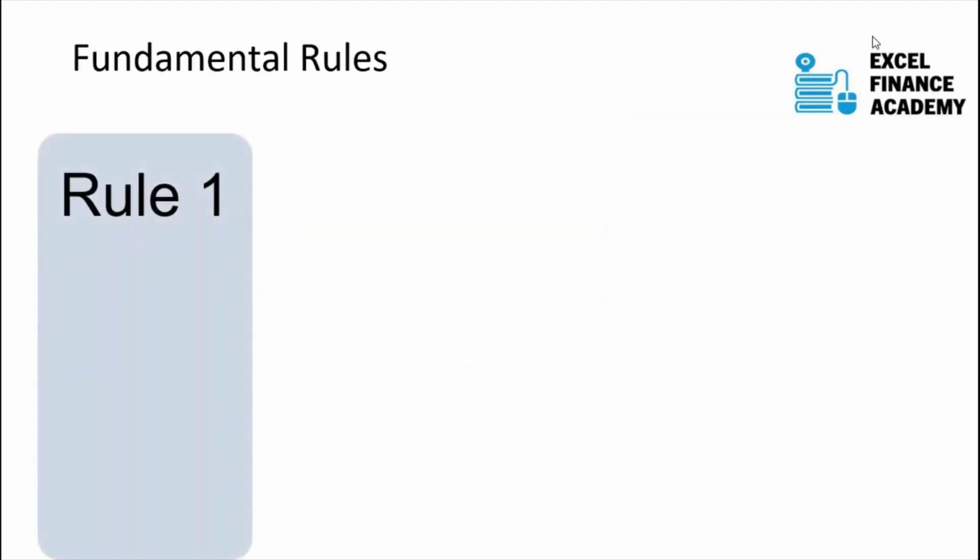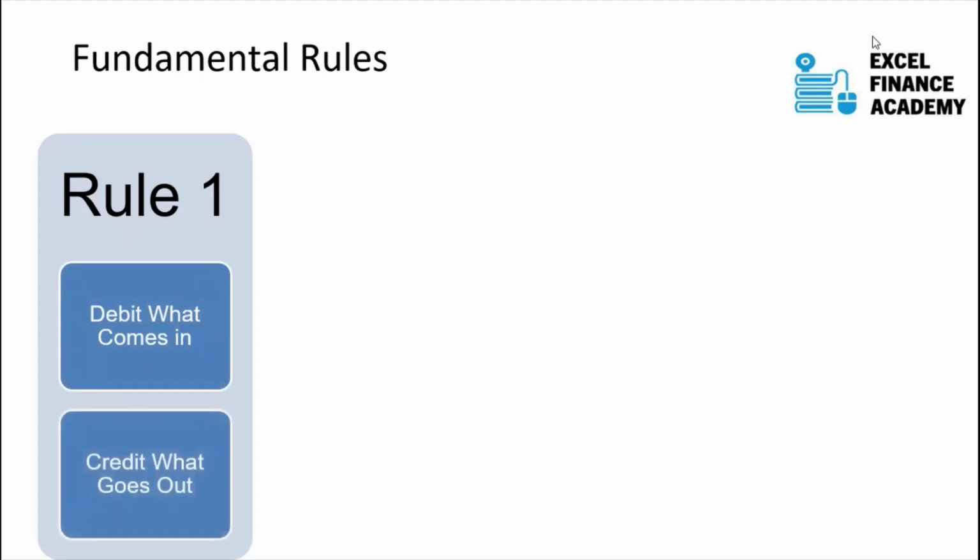Okay, so there are some fundamental rules which you need to know when you are recording the transactions. Rule one is whatever is coming in needs to be on the debit side, and whatever is going out needs to be on the credit side.